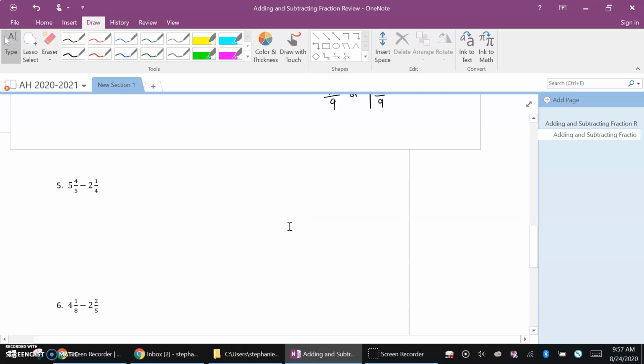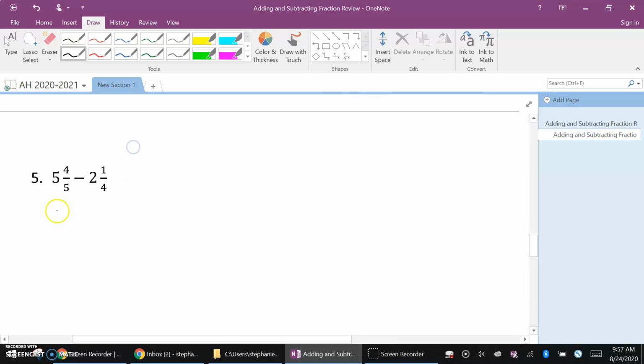So, especially with subtracting, I like leaving things in mixed numbers. So 5 and 4, our common denominator will be 20. So we're going to multiply the top by 4 over 4. And we're going to multiply the 1/4 by 5 over 5. So that gives us 5 and 16 twentieths. And we are going to subtract 2 and 5 twentieths.